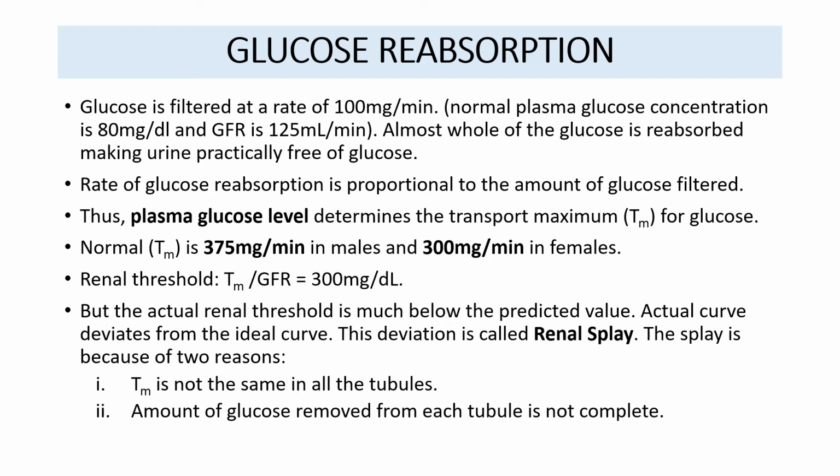But the actual renal threshold is much below the predicted value. The actual curve deviates from the ideal curve. This deviation is called the renal splay. The splay is because of two reasons. What are the reasons? The transport maximum is not the same in all the tubules, and the amount of glucose removed from each tubule is not complete.